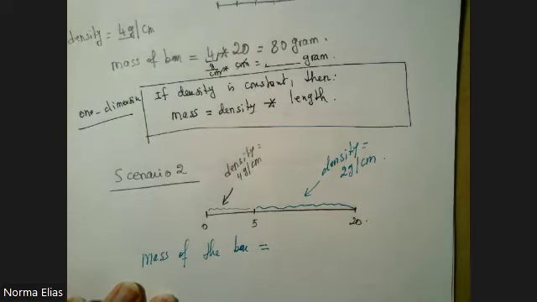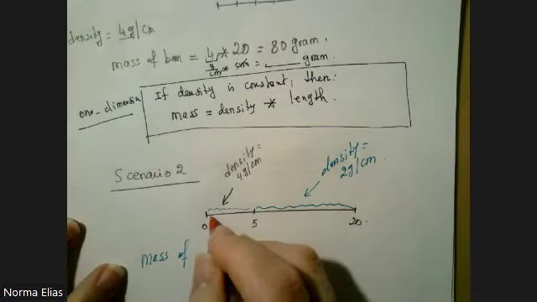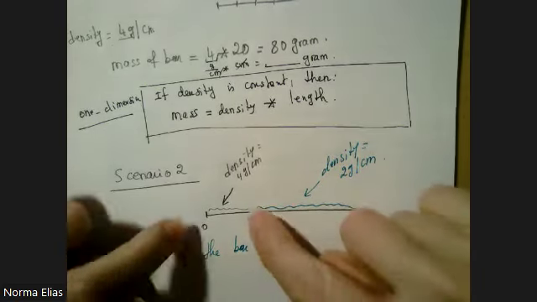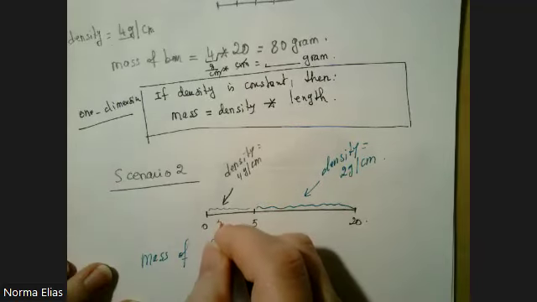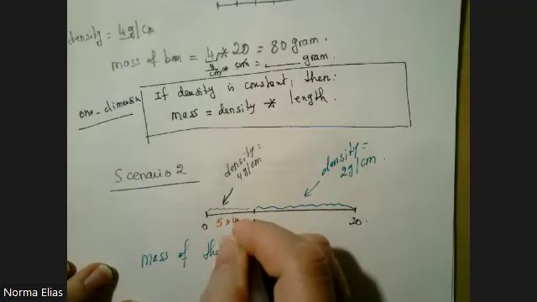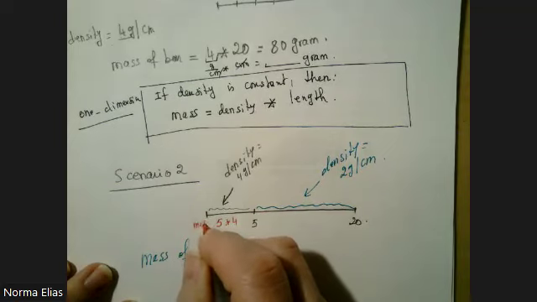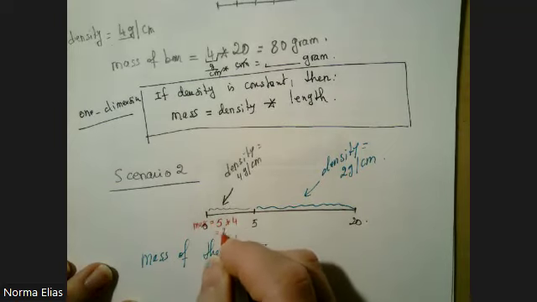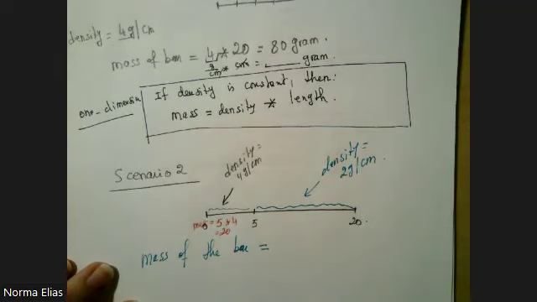So what's going to be the mass? The density is changing. 50, okay? Everybody tell me 50, I think so. This piece here, from here to here, the density is 4 grams, so it's going to be 5 times 4. That's the mass. It means 20, the mass of this first piece.